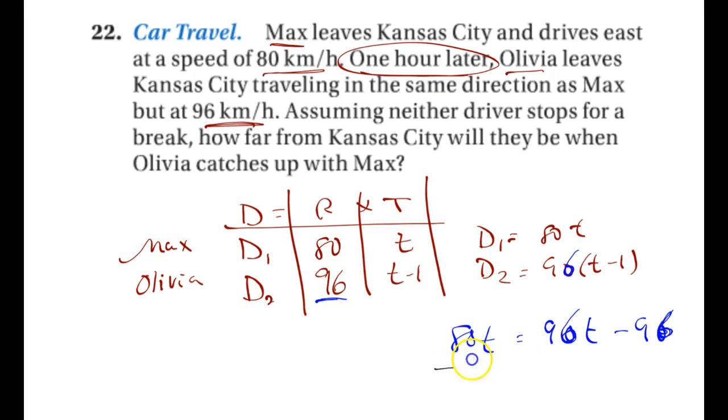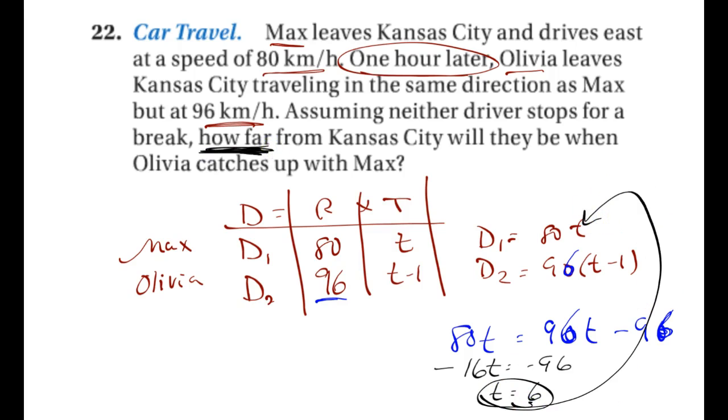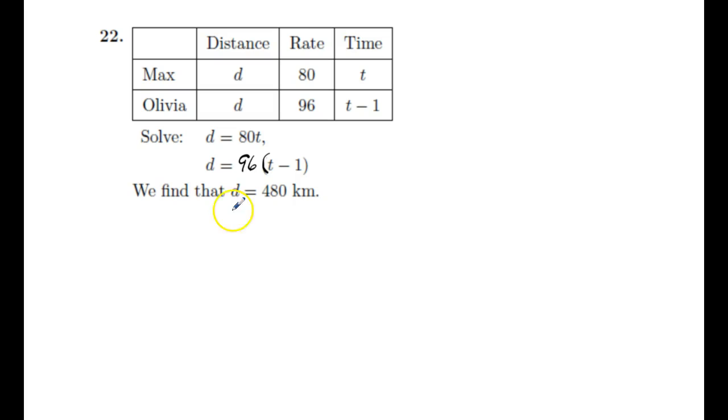Subtracting off 96t, I get negative 16t equals negative 96, and t is equal to 6. But be careful and answer the question. The question wasn't how long, the question was how far. So I'm going to have to take that t equals 6 and go 80 times 6 to get the distance. So 80 times 6 will be my 480 kilometers. So we always want to answer the question. Yeah, it looks like the author has the same answer.